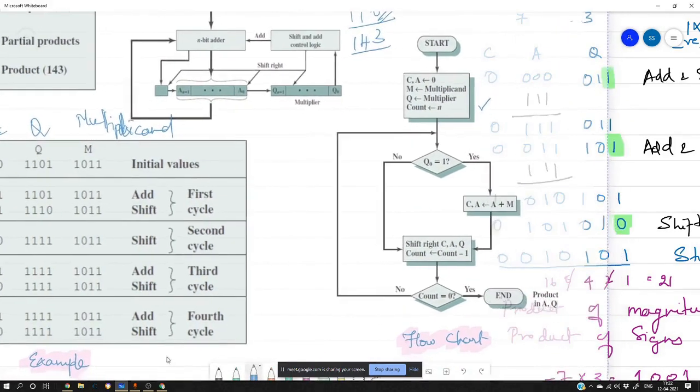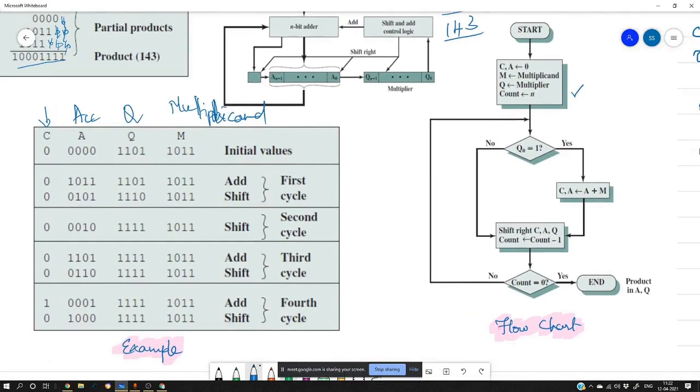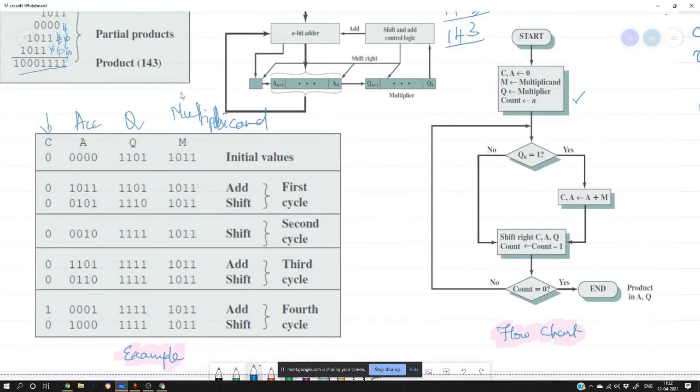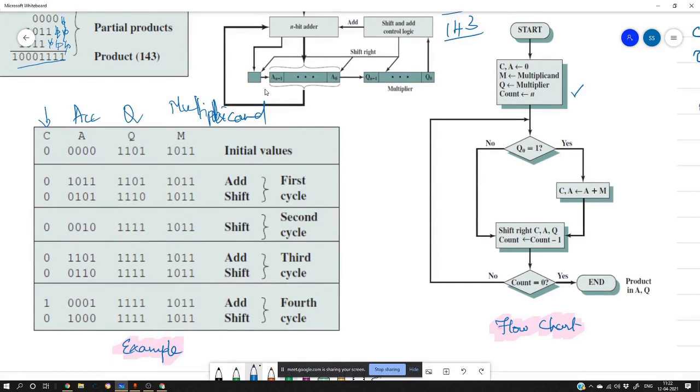You can just see this. See here, we have taken the same example that we have taken here in this box. We have 11 and 13. So this is 11. This is 11 and this is 13. Okay, so we are not going to change the multiplicand at any case. We are going to only work with these 3 registers, C, A and Q.